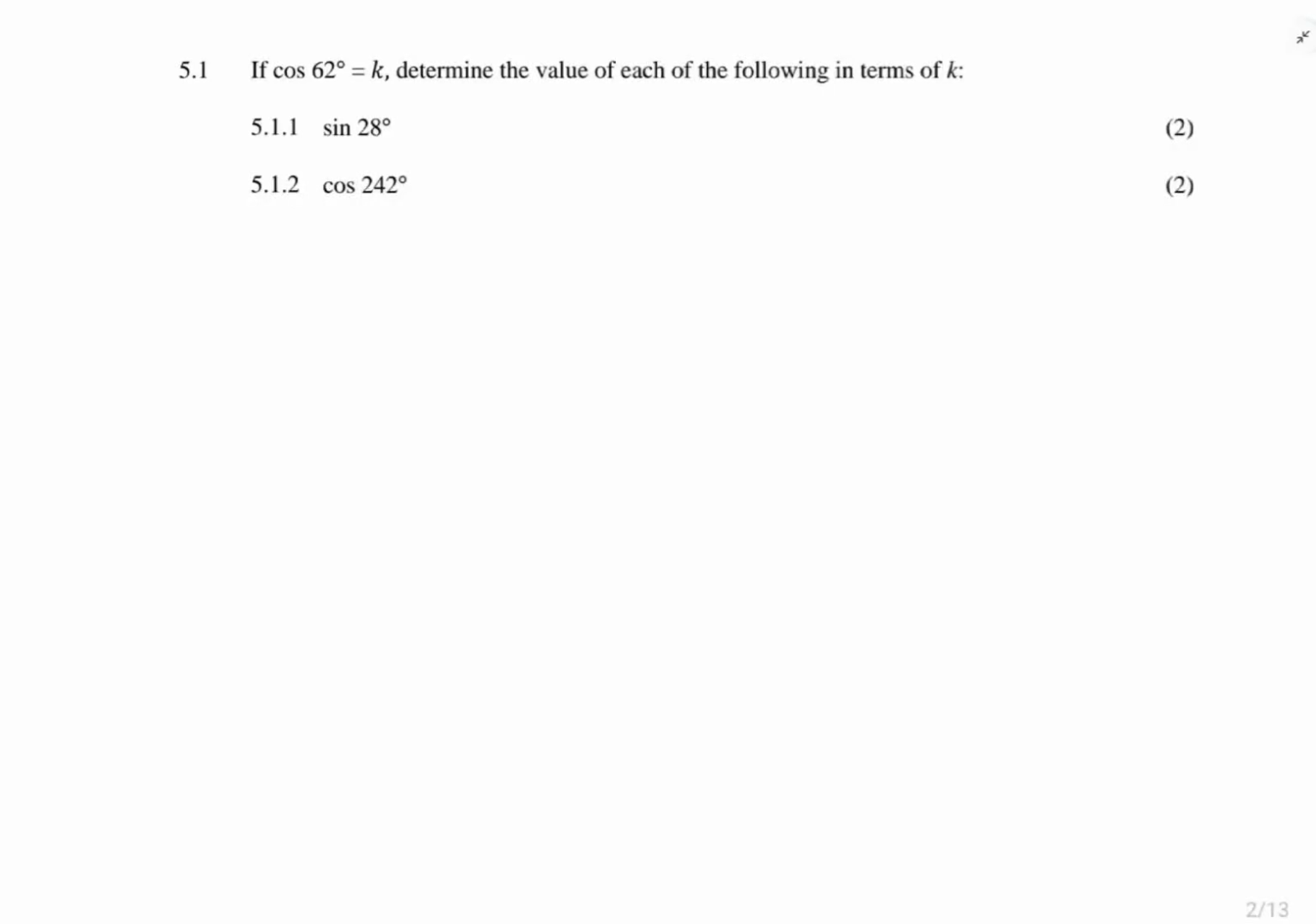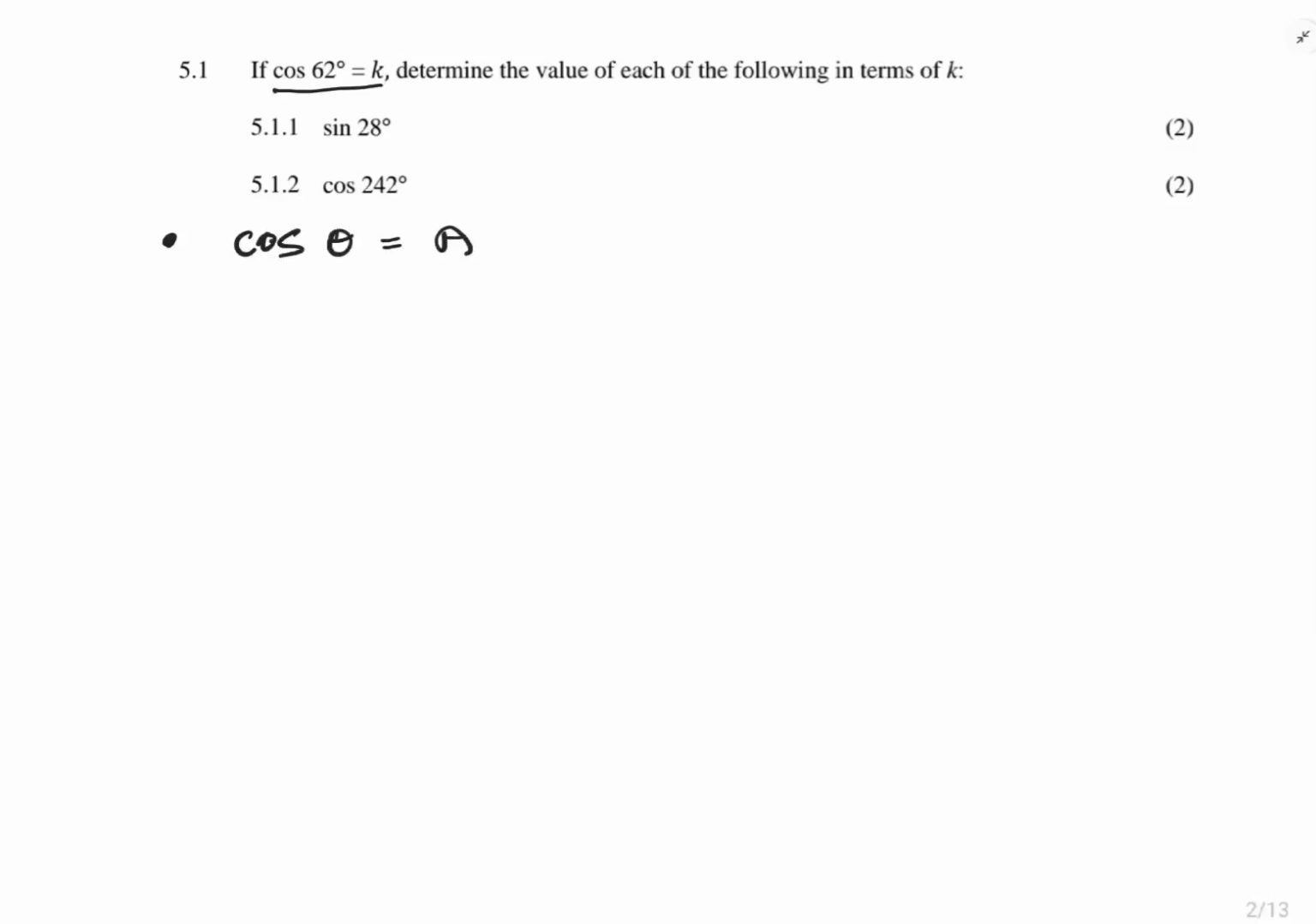In this particular section, you would have a question that looks like this. If cos 62 degrees is equal to k, determine the value of each of the following terms in terms of k. 5.1.1 is sin 28 degrees and 5.1.2 is cos 242. So firstly, let's try to deduce what we have if we have something like cos theta is equal to a.